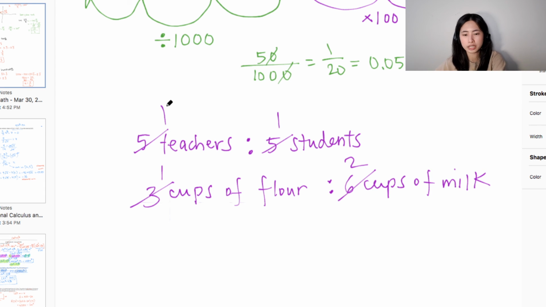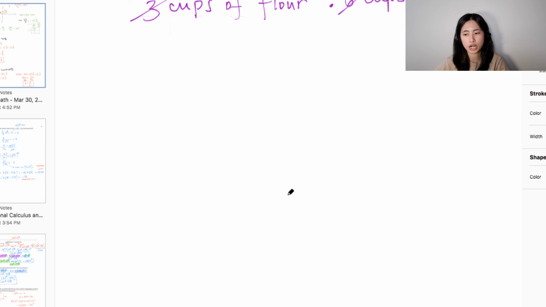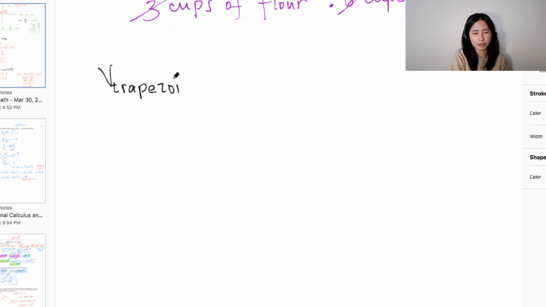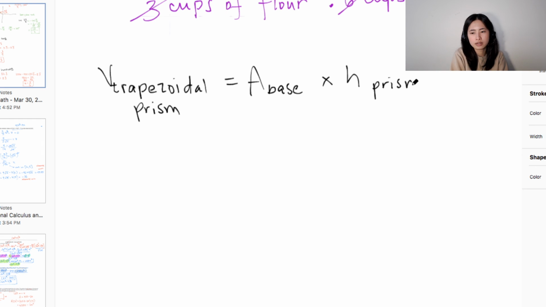So that's the formula for the trapezoidal prism. So the volume of a trapezoidal prism, let's not use 3D trapezoid. So trapezoidal prism, that's the volume, and basically you're taking the area of your base, which is the trapezoid or the face, and then you're multiplying this by the height of your prism, right?